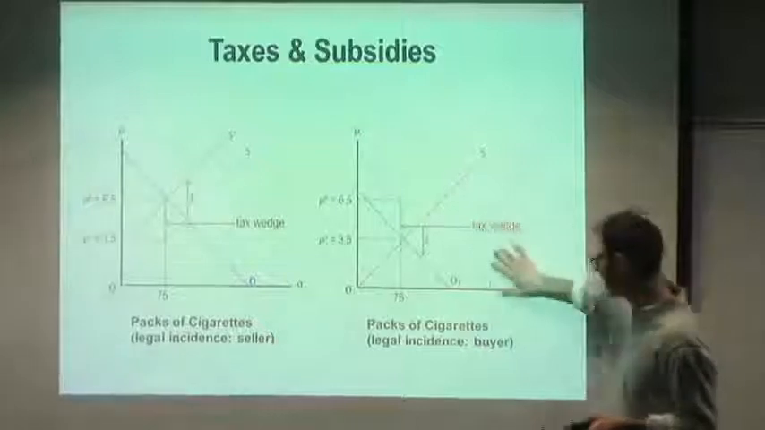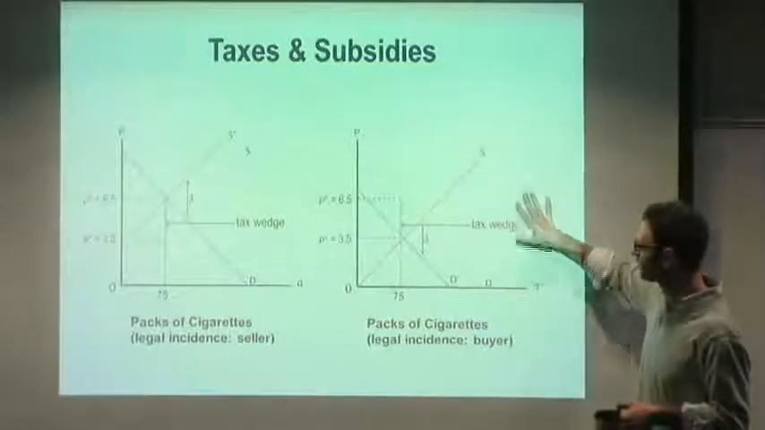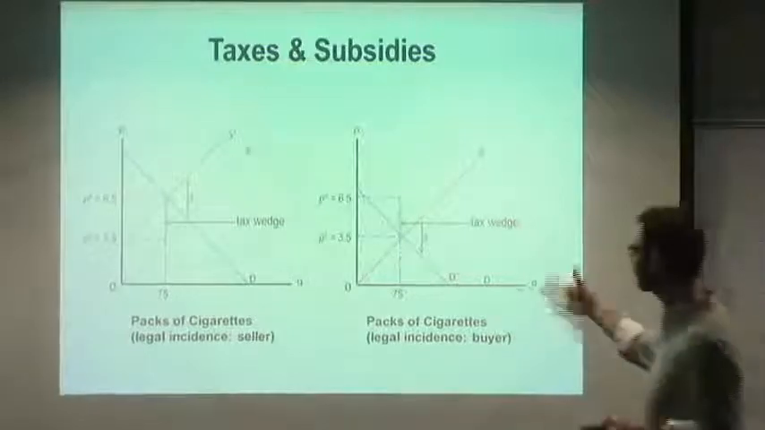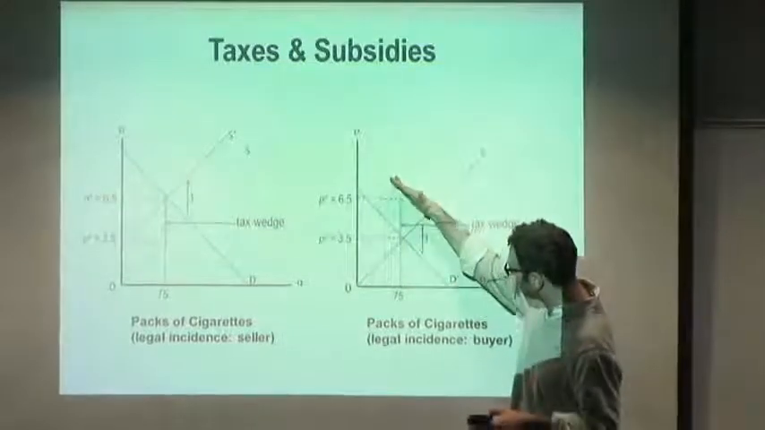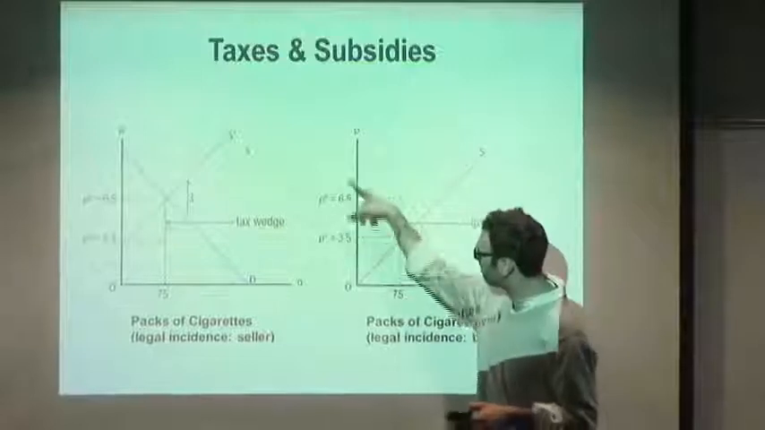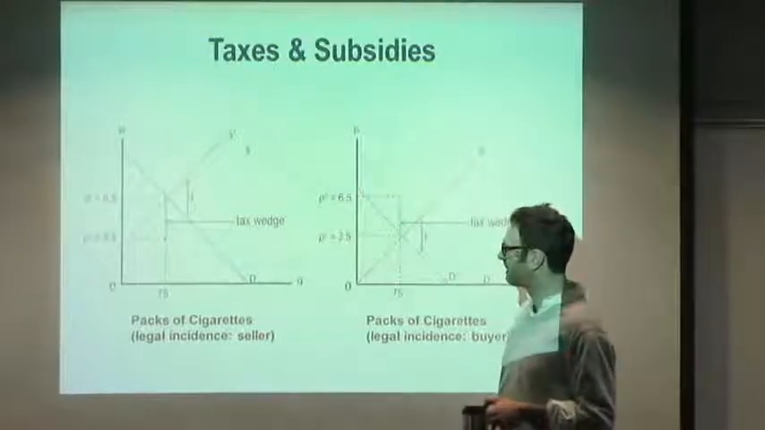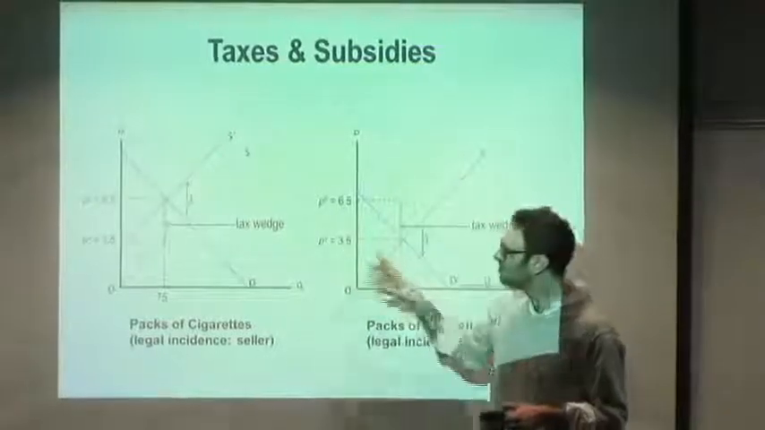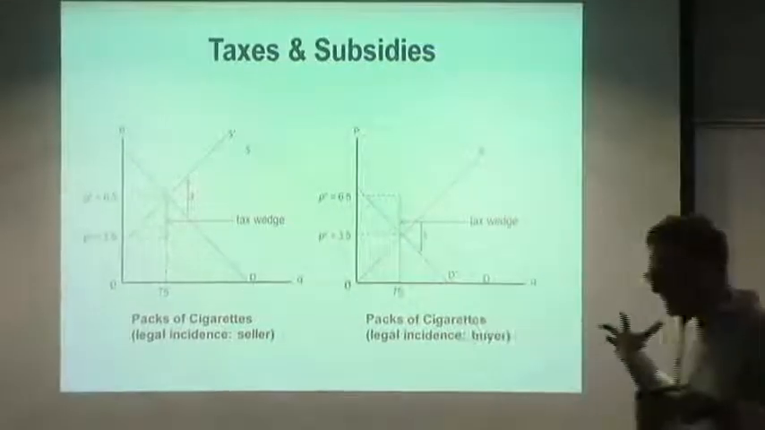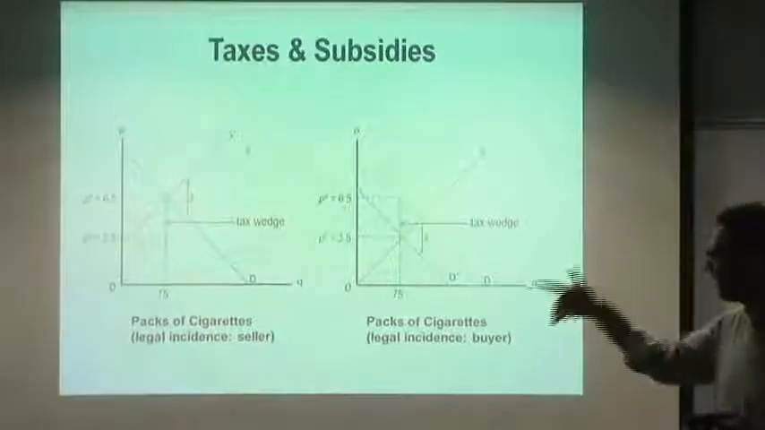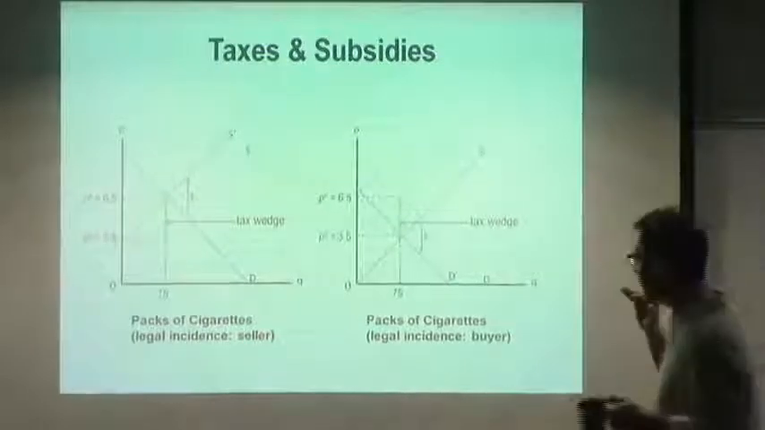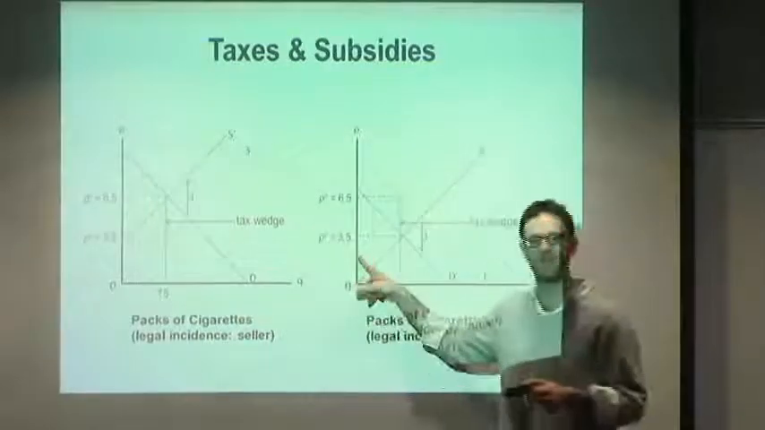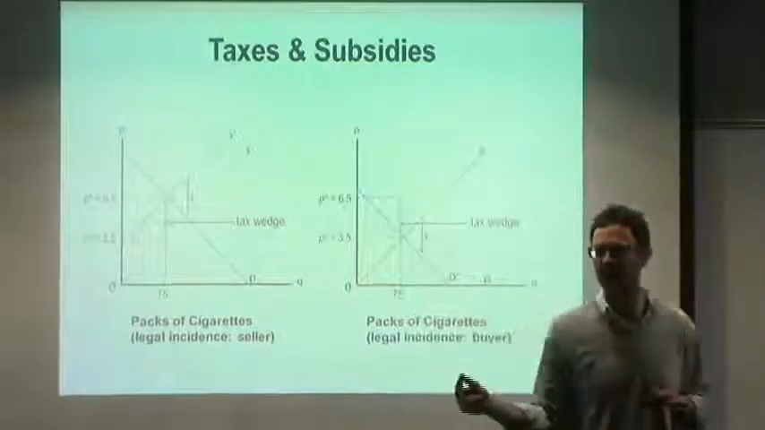Look over here. Here's a case that we just reviewed where the tax was, legally speaking, levied on buyers. Again, that brought the demand curve down, and as a result, after the tax was paid by buyers, their price was $6.50. Sellers' price received was $3.50. Notice that the economic incidence for either of these cases is identical. Post-tax, buyers pay $6.50, sellers receive $3.50. The original price was $5.